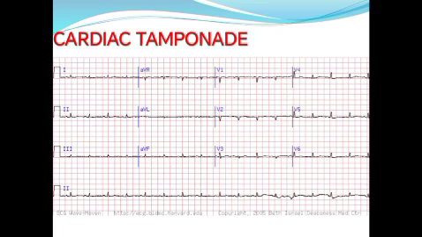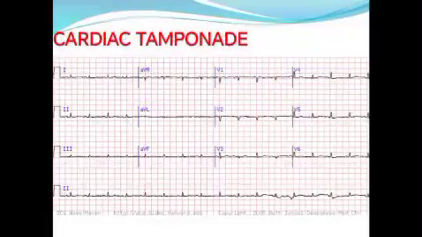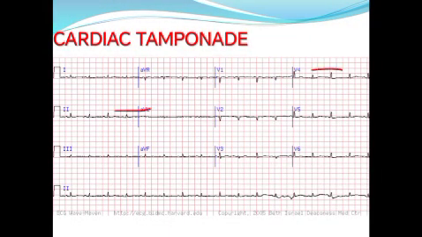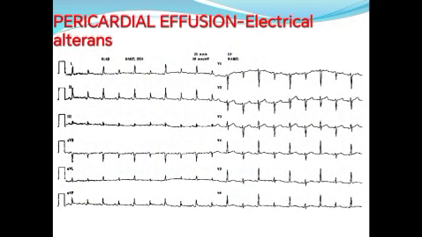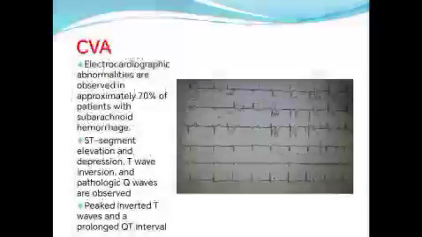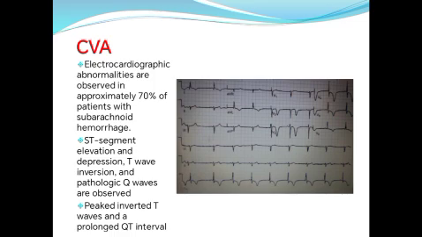Okay, in cardiac tamponade, if you look at this ECG, the problem here is low voltage ECG. It is a very low voltage ECG. This is the number one abnormality, and we have what is called electrical alternans. That is, you see here, this is a P wave, and another P wave is of a different amplitude. You see this one, and this one is smaller. This is electrical alternans.